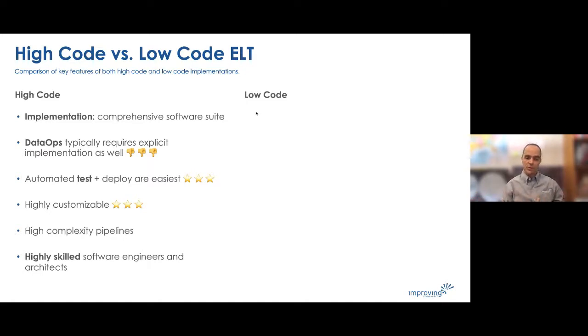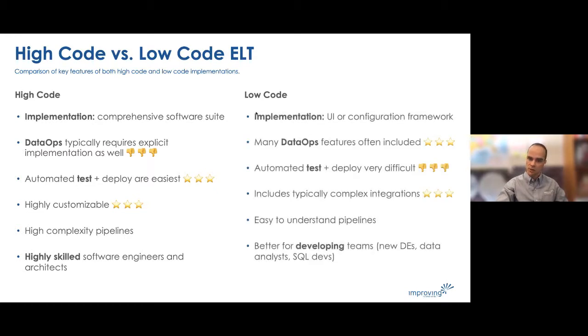Now, what's great about them is it makes it really easy to test because you have access to the underlying code. It's also really easy to customize for your exact needs. But the hard part is, how do I handle exceptions? How do I know what my throughput is? Those types of things are called data ops. You have to hand code those as a part of your software suite. That's where low code comes in.